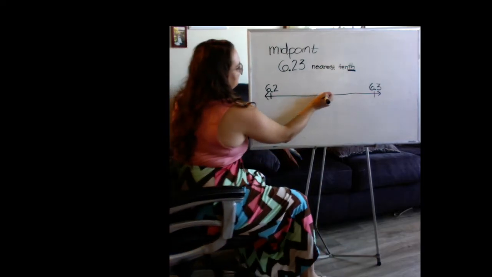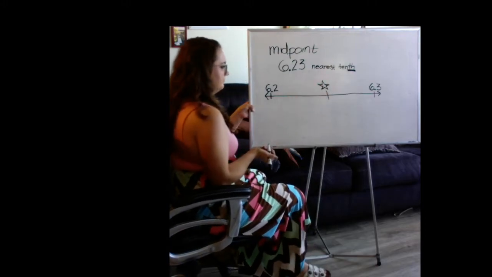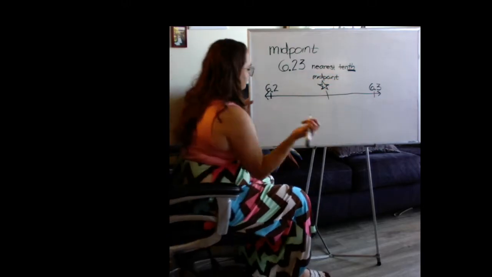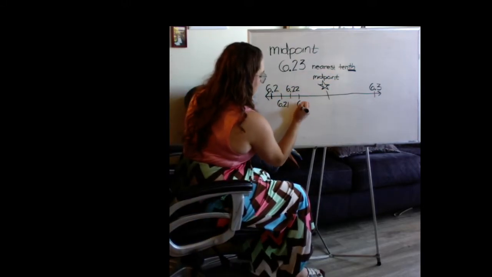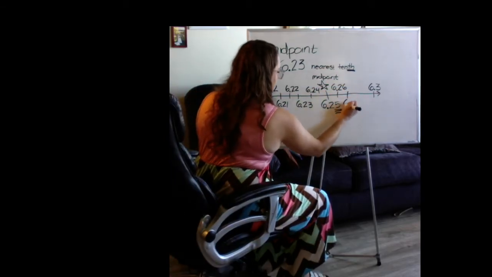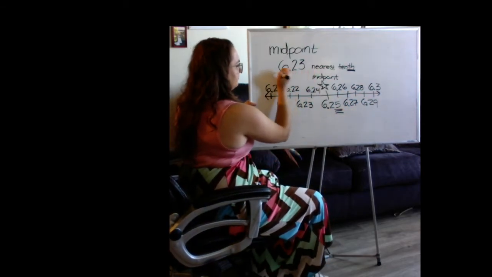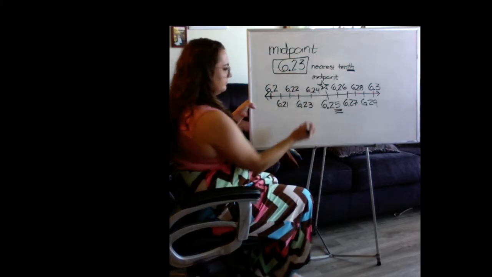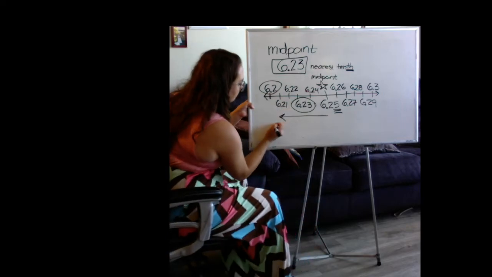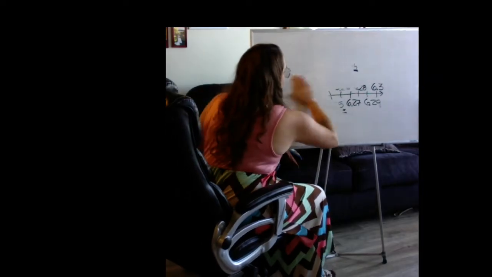Now, my next step is I need to find that midpoint. What is the exact middle between 6.2 and 6.3? To figure that out, I add in the rest of my digits. 6.21, 6.22, 6.23, 6.24, 6.25, which is my midpoint, 6.26, 6.27, 6.28, 6.29, then 6.3. 6.25 is my midpoint between 6.2 and 6.3. I'm then going to find 6.23 on my number line, and I realize it's closer to 6.2. So 6.2 is my rounded answer.